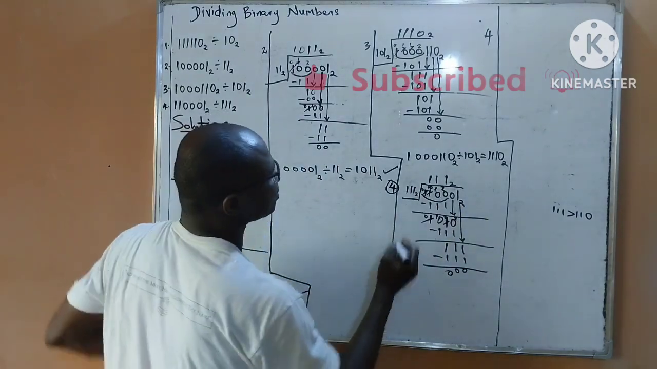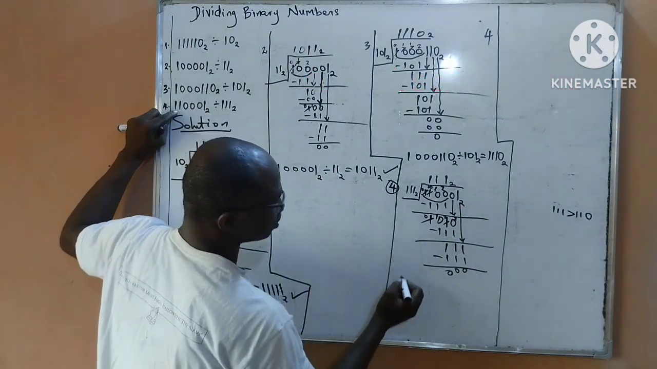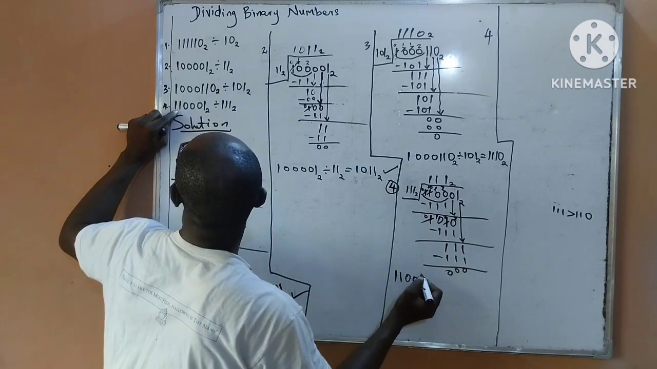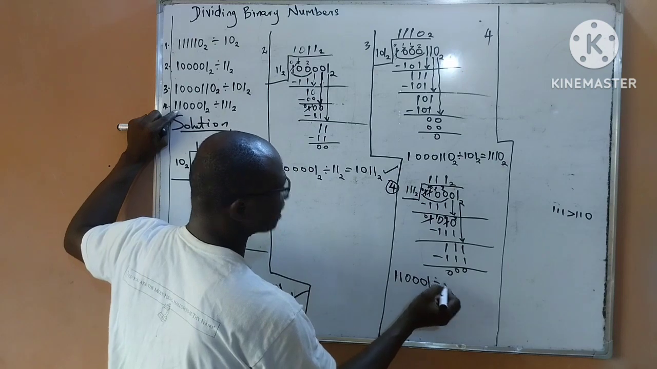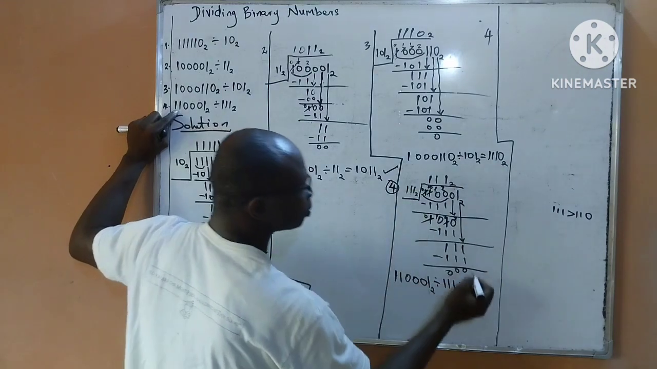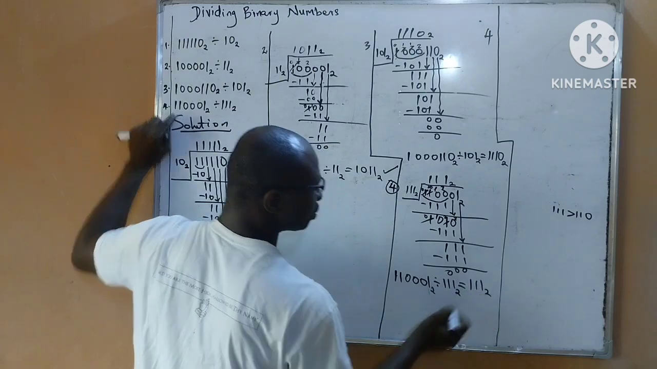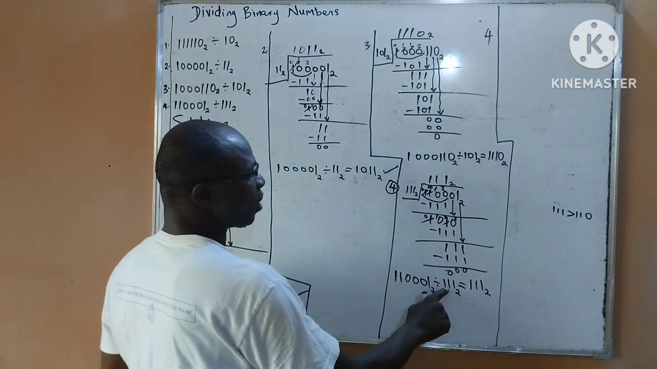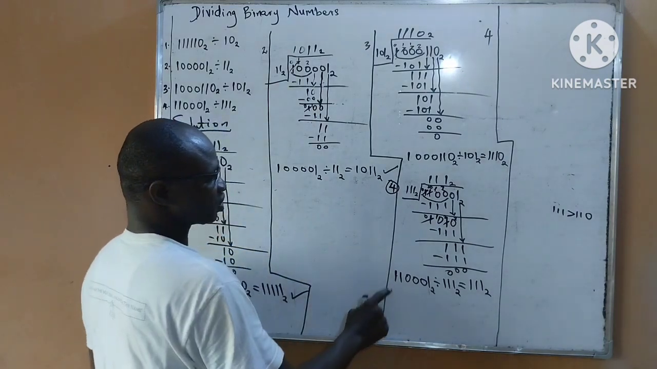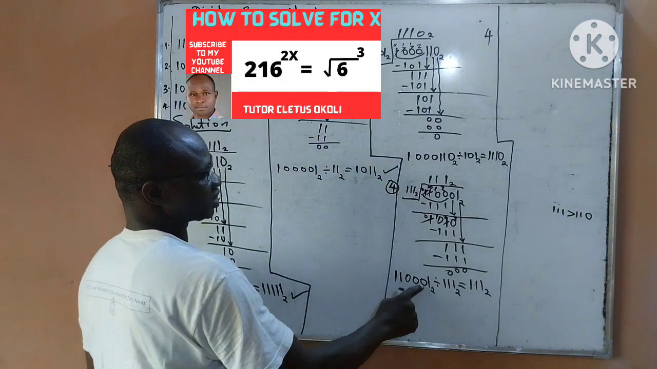In conclusion, we can now say that the question, which is 1, 1, 0, 0, 0, 1, base 2 divided by 1, 1, 1, base 2, will be equal to 1, 1, 1, base 2. In other words, 1, 1, 1 multiplied by 1, 1, 1 will give us 1, 1, 0, 0, 0, 1, base 2.